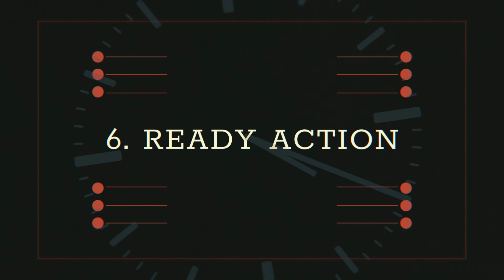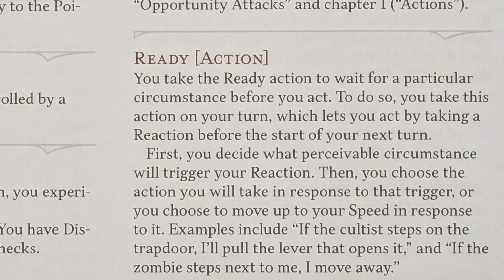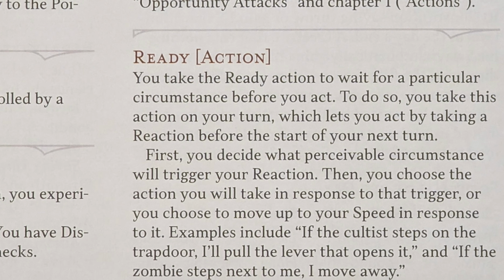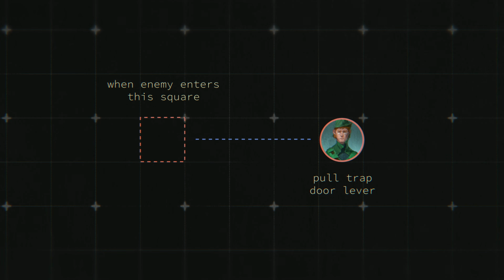Readying an action is also something that can cause confusion. On your turn, you can take the ready action. This lets you use your reaction to take an action or movement later. You must decide the exact trigger ahead of time and what you'll do when the trigger happens. In response to the trigger, you can either take an action or move up to your speed. Some people think you can take your whole turn in response to this trigger, using an action, a bonus action, and movement, but with the ready action, you can either take an action or move, not both.